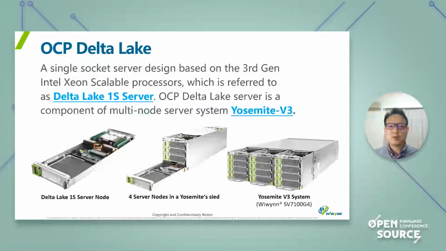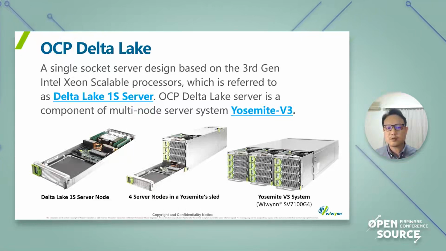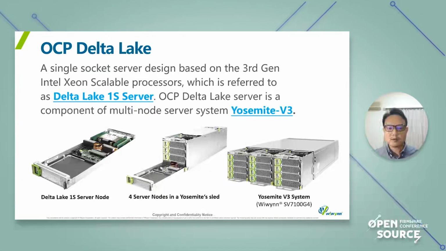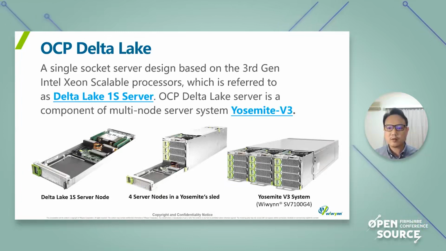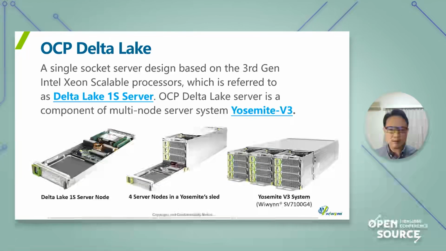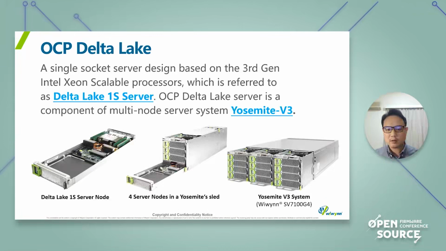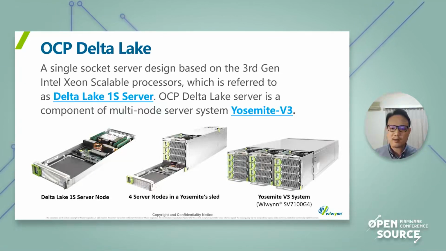So this is OCP Delta Lake. It's a single socket server designed based on the third generation Intel Xeon Scalable processors, which is referred to as the Delta Lake one socket server. OCP Delta Lake server is a component of the multi-node server system Yosemite v3. On the left picture, it's a Delta Lake single socket server node. In the middle, it's a single sled containing 4 server nodes. On the right, it's a Yosemite v3 system containing 3 sleds.